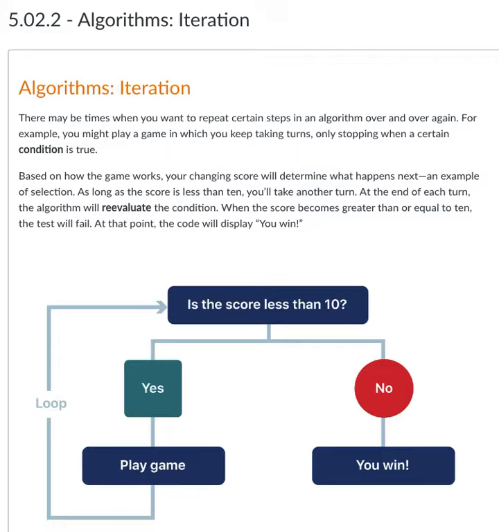At the end of each turn, the algorithm will re-evaluate the condition. When the score becomes greater than or equal to 10, the test will fail. At that point, the code will display "you win." So that is describing this loop. Is score less than 10? If that is true, yes, you continue to play the game, until score is less than 10 is false, then you win.